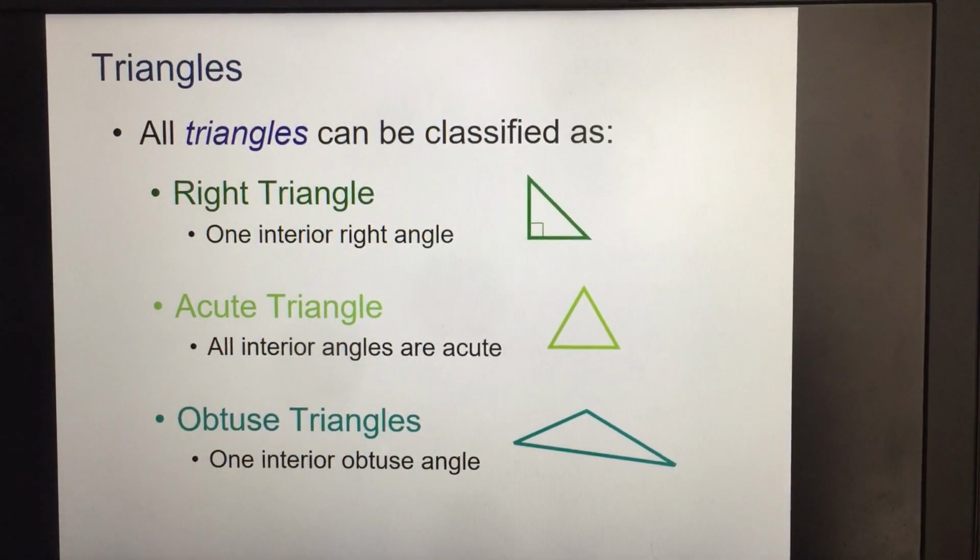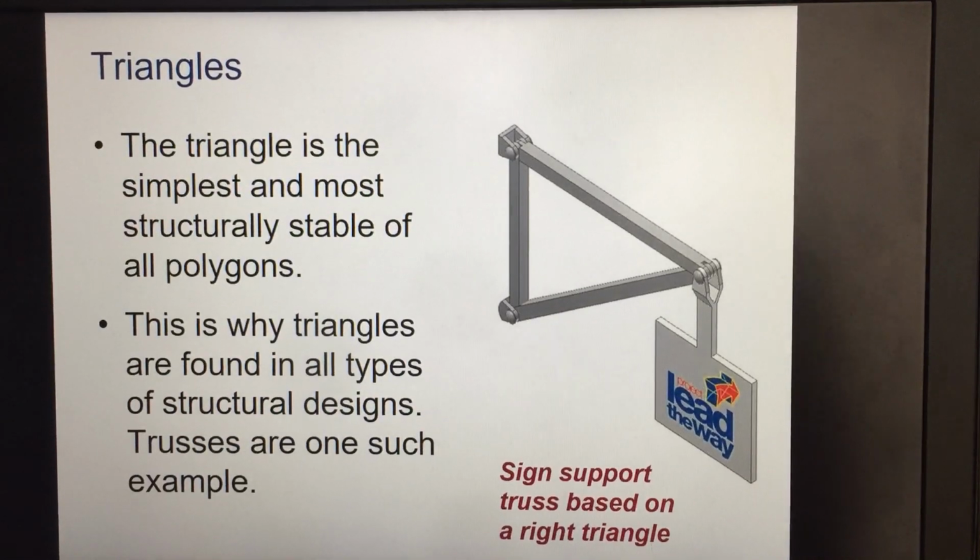So the triangle is the simplest and most structurally stable of all the polygons. And it's why they're used in all types of structure designs, and trusses use triangles as well.